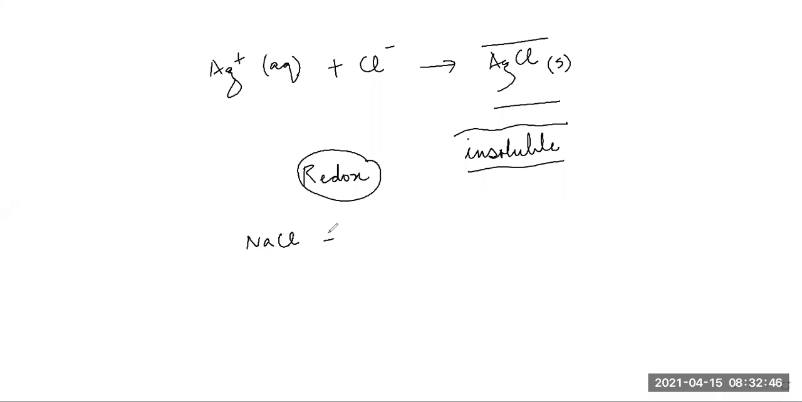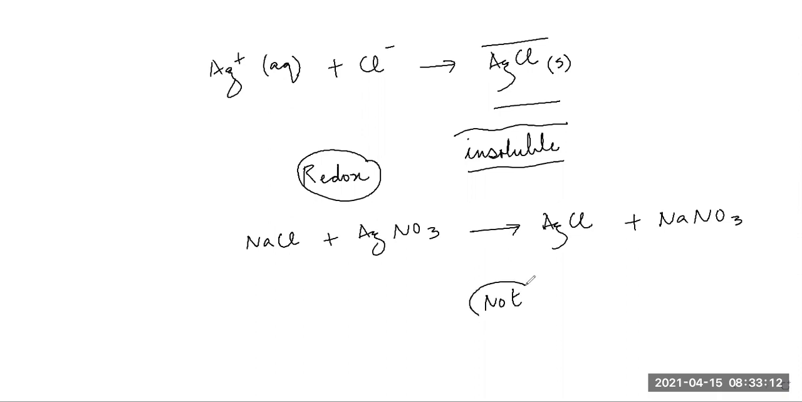Now, is it a redox reaction? NaCl, sodium chloride, plus silver nitrate gives you AgCl plus NaNO3 aqueous. Forget about the states. Is it a redox reaction? This is not a redox reaction, students. The reduction and oxidation are not happening simultaneously.